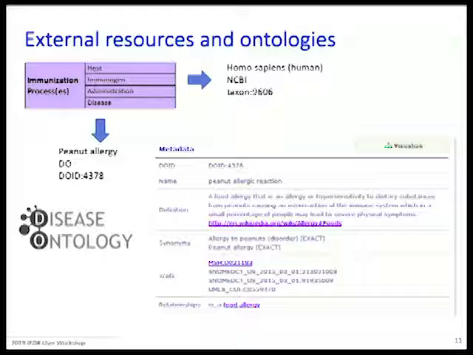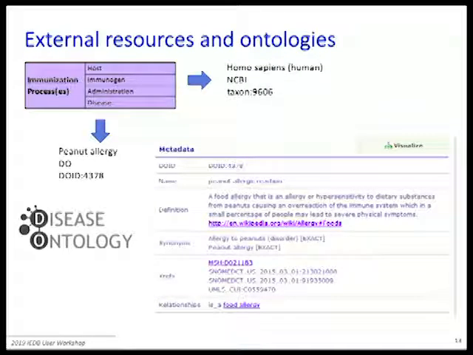So again, for the host of the experiments, it may be human, but it may also be cow or camel or cat or a particular strain of mouse. We use NCBI taxonomy for that. And then we use the disease ontology for diseases. By using the disease ontology, we get a structured tree that organizes diseases, but we also get a lot of synonyms and links out to other resources.